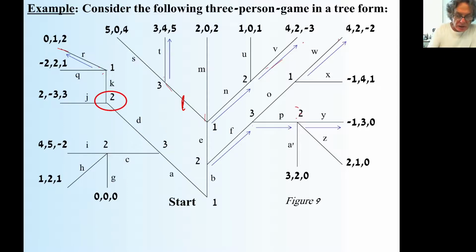Now 2 here. She can go K or J. If she goes J, she gets minus 3. If she goes K, the game continues to R and she gets 1. So obviously she prefers 1 and therefore she will take K.